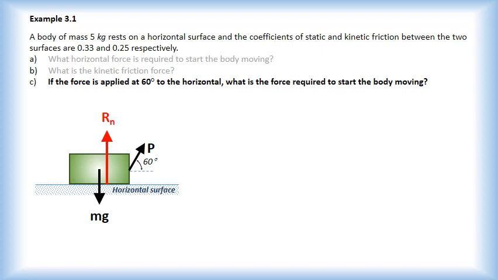Now for part C, the force is applied at 60 degrees to the horizontal, as shown. So friction acts to the left in the direction opposite to the impending motion. Now, the next step will be to resolve the force P into components along and normal to the direction of motion.